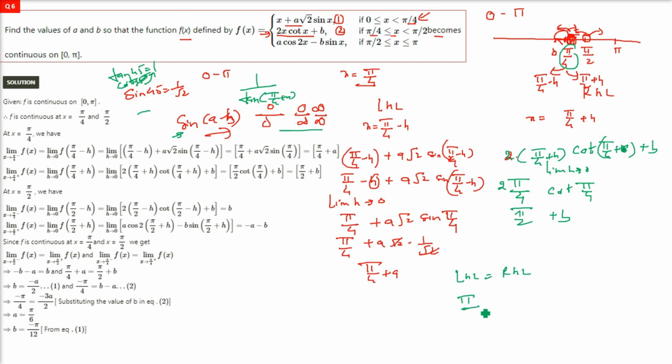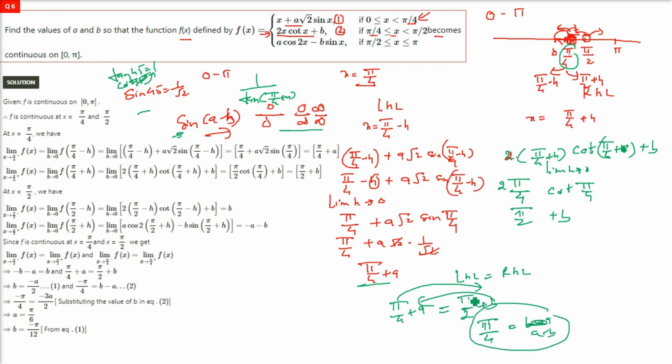Now left hand limit has to be equal to right hand limit, as we discussed earlier. So I am equating pi by 4 plus a equals pi by 2 plus b. Now when we equate this, we get an equation. The equation is pi by 2 minus pi by 4, which is eventually equal to pi by 4, equal to a minus b. So this will not be b minus, it is going to be a minus b. Okay. So pi by 4 equals a minus b. This is the first equation.